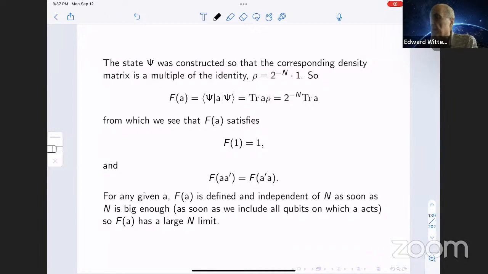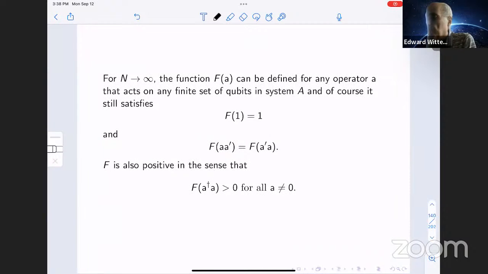Now, if a is any operator that acts only on finitely many qubits or spins of system capital A, then f of a is defined and independent of n as soon as n is big enough. In other words, as soon as we include all qubits in which a acts. So the function f of a has a large n limit. When n goes to infinity, the function f of a can be defined for any operator that acts on any finite set of qubits in system A. And of course, it still satisfies these relations. And it's also positive in this sense, because that was true for every n.